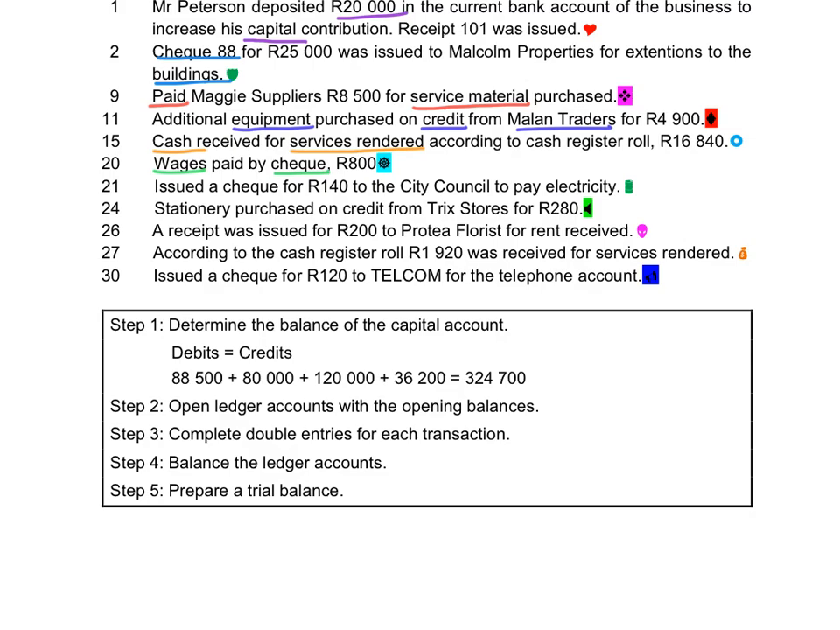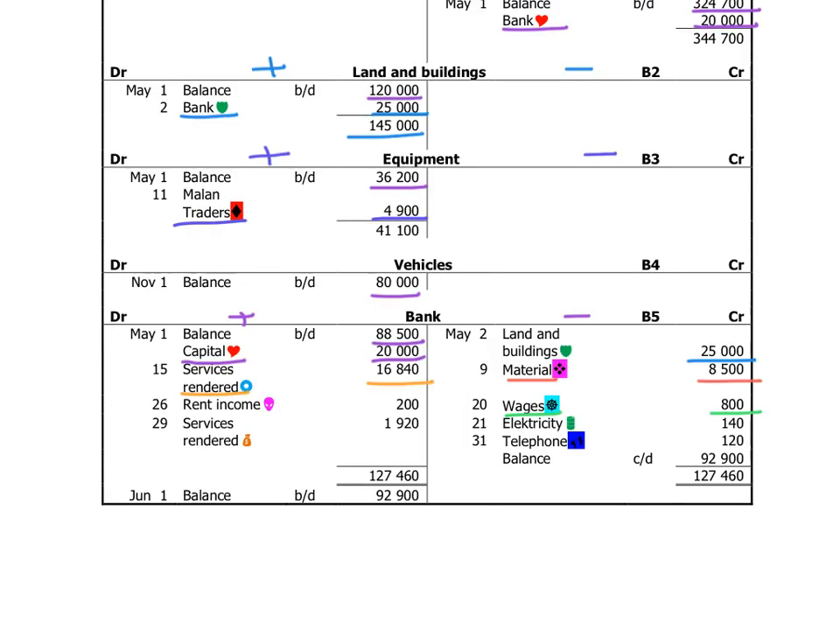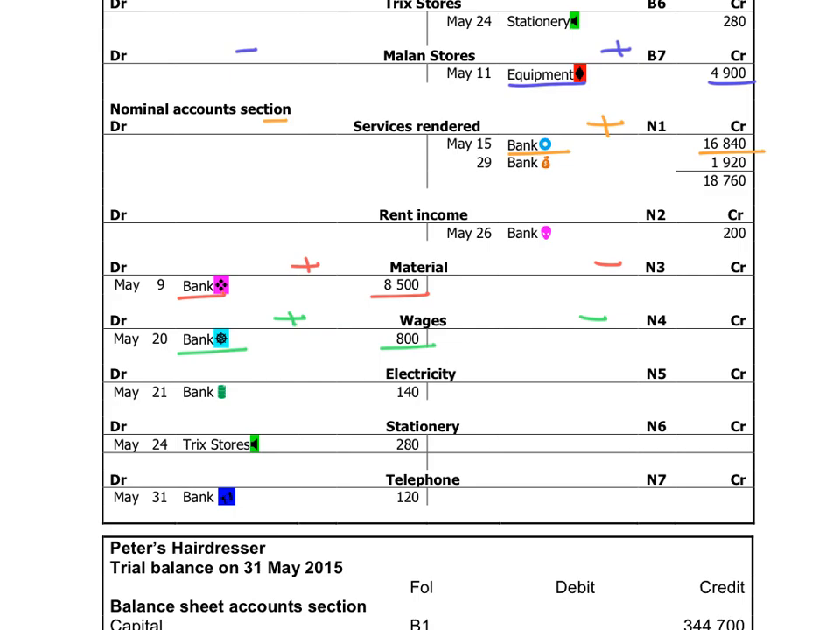Issued a check to pay for the electricity. Money was taken from the bank and electricity was paid. The bank account will be credited with 140 to decrease the money in the bank, and the electricity account will be debited. Electricity is an expense that increases on the debit side and decreases on the credit side. So expenses increased with 140 and the bank account was credited.